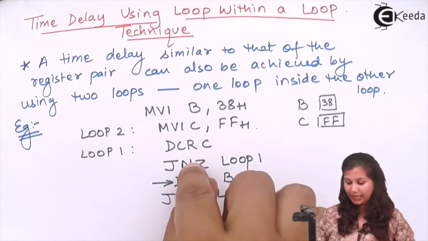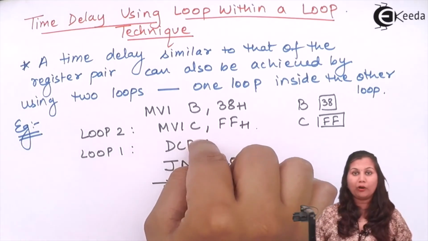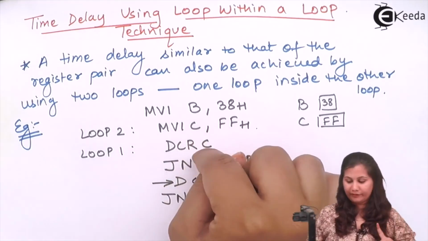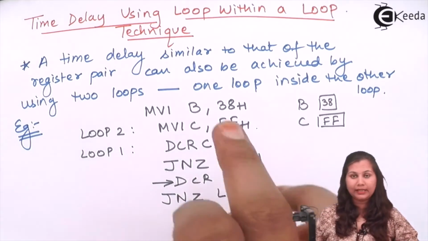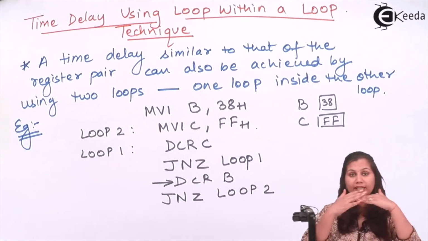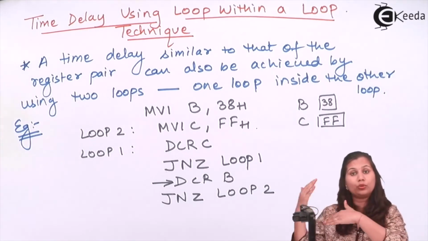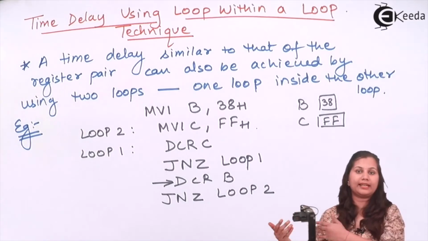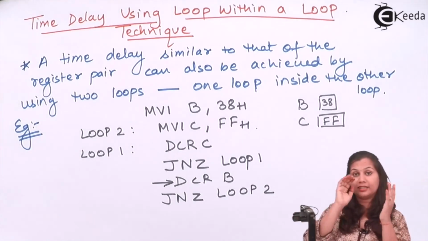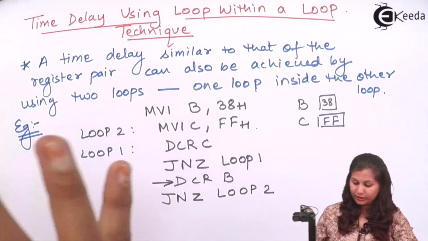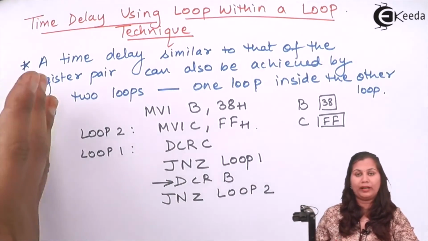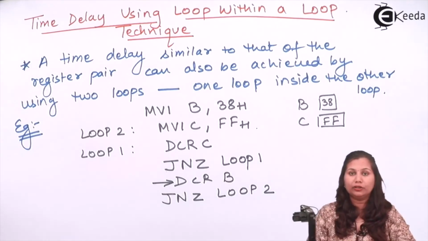So you can see the inside loop, how many times is it repeated? For one time it is repeated 255 times. Now B is 38. So 38 times, 255 times the inside loop is repeated. That is 38 into 255. So this much time delay is being provided by using the loop within a loop technique.